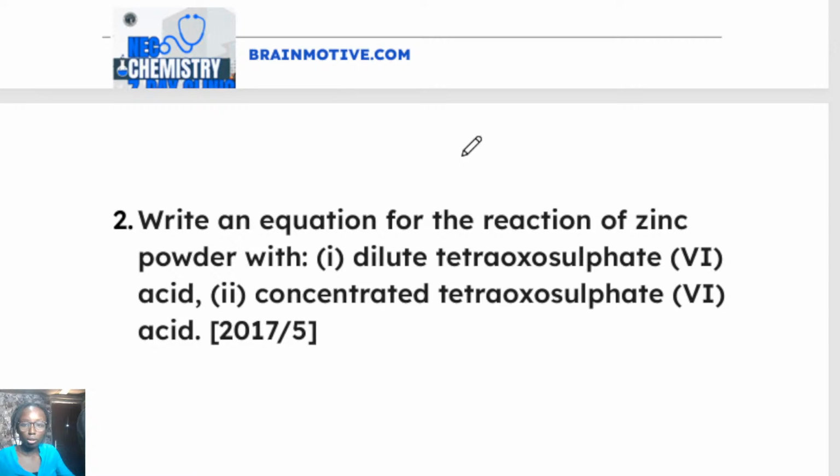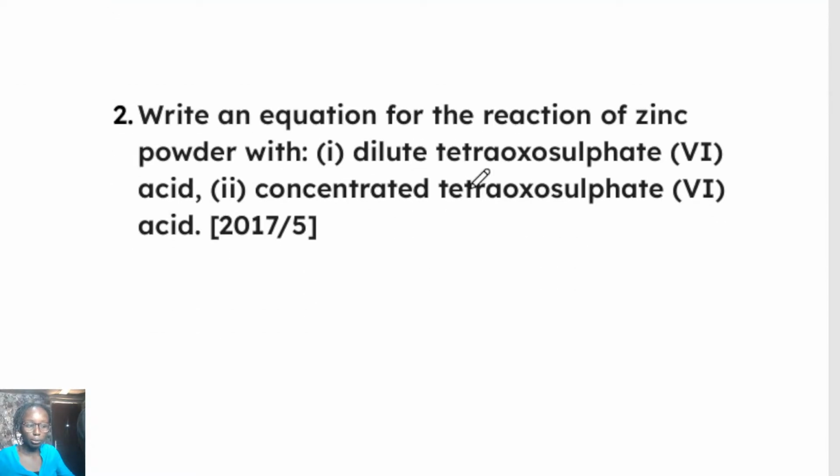Okay, so another question again with writing an equation. This time around, it wants us to react zinc powder, which will just be zinc. So we're going to write 2 equations. Let's have a go. So we have zinc.